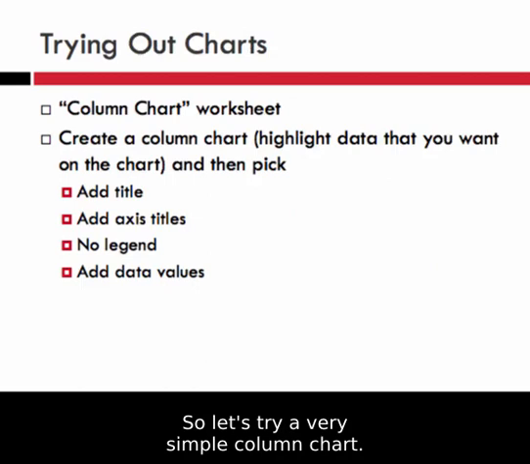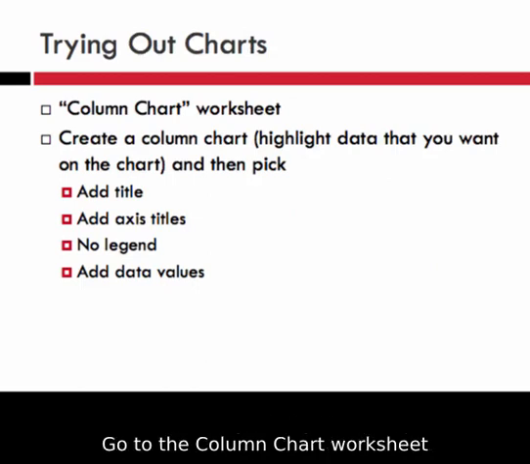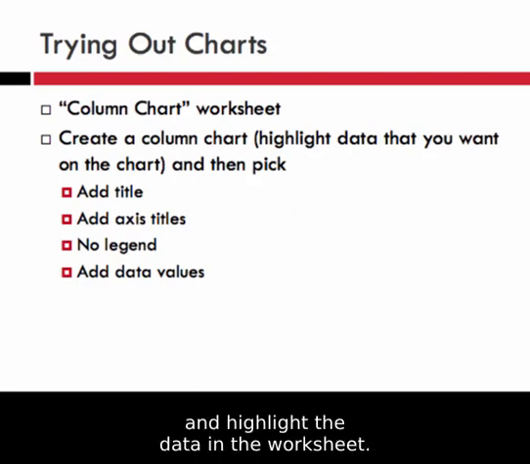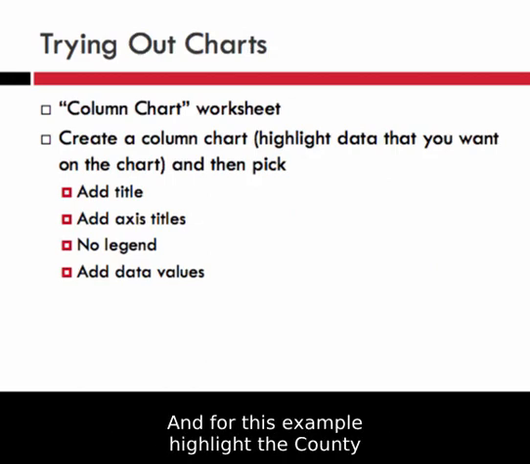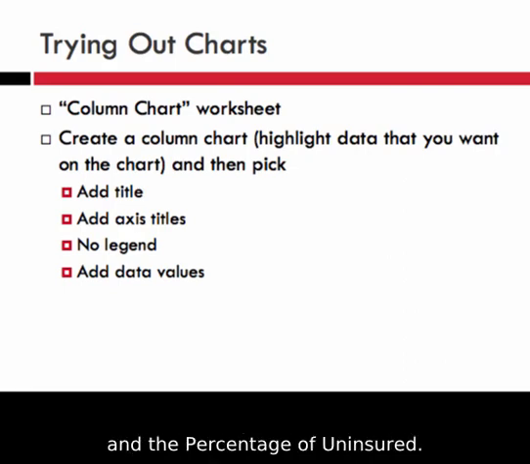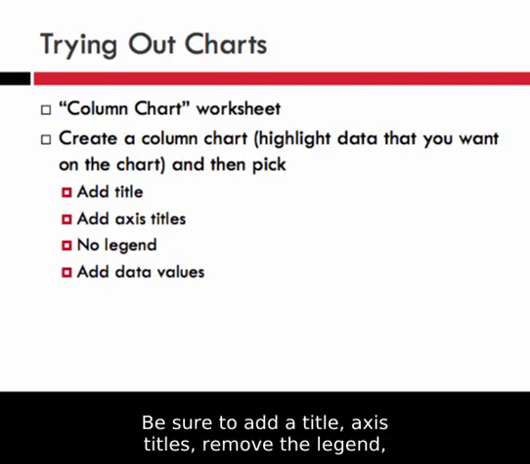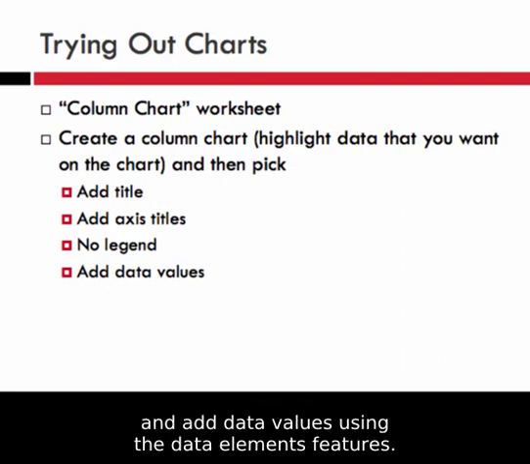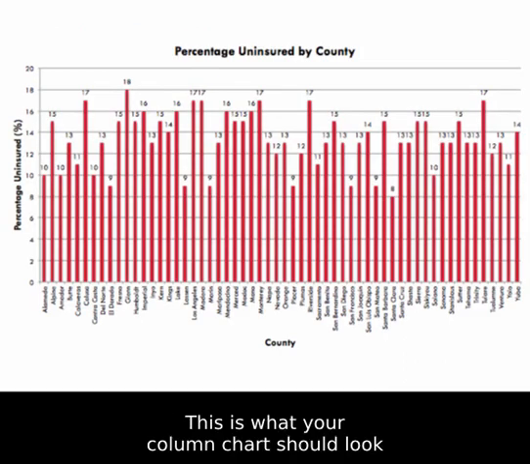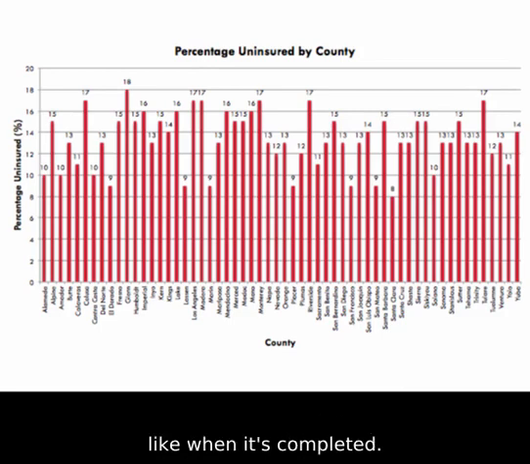So let's try a very simple column chart. Go to the column chart worksheet and highlight the data in the worksheet. And for this example, highlight the county and the percentage of uninsured, and then create a column chart by inserting that chart. Be sure to add a title, axis titles, remove the legend, and add data values using the chart elements features. This is what your column chart should look like when it's completed.